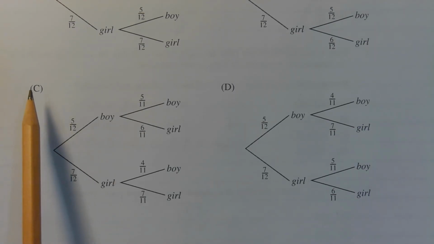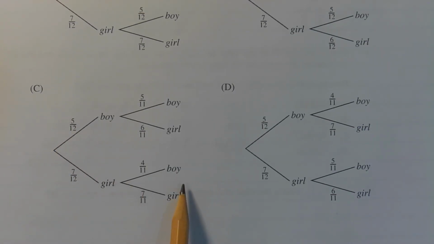So if we consider option C, the probability of choosing a girl in the second stage should be 6 out of 11, not 7 out of 11. So option C is also incorrect.